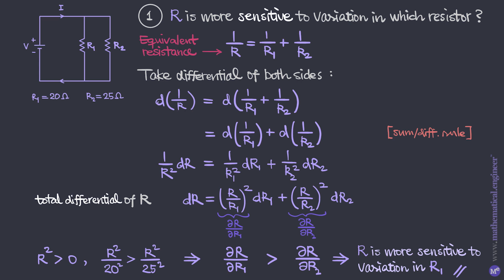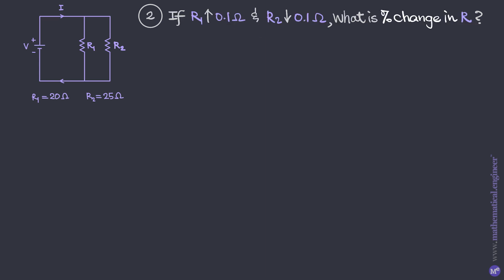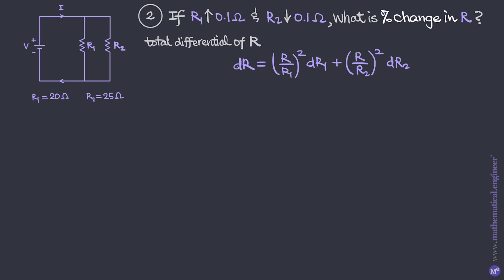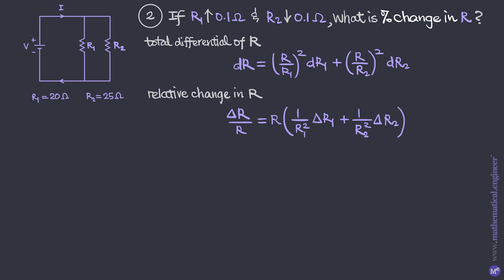Nice! What about the second one? Remember, I've told you up front that we're going to use the total differential of R to answer the second question. So here is how. To figure out the percentage deviation in R, we basically just need to compute the relative change in R, which is absolute change in R over R. Now, if we divide through the equation for the total differential of R by R, we can relate dR over R to dR1 and dR2. Replace all three differentials with increments, and we get an approximation formula to compute the relative change in R.